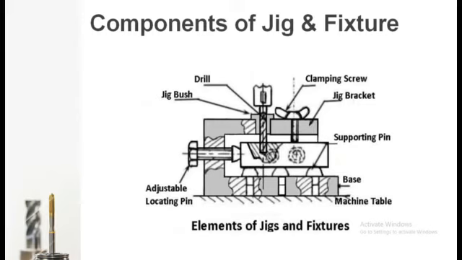So these are the components of jigs and fixtures. It consists of a jig bush, jig bracket, and clamping screw. Now, what is a jig bush? It is mainly used to support and guide the tool through the jig bracket. A clamping screw clamps the workpiece. Supporting and adjusting pins are used to locate the workpiece and also to restrict the degrees of freedom. These are the different elements of jigs and fixtures that I have already explained.